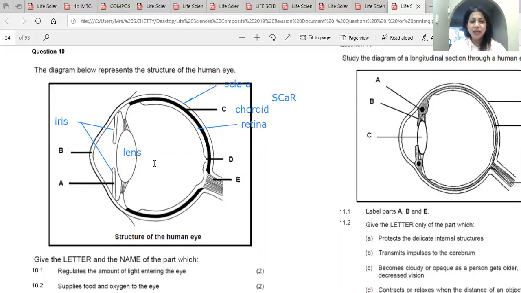And the last part of the eye is this posterior chamber, which is filled with a thicker fluid called vitreous humor, which keeps the eyeball rounded. And you'll see later on why it needs to be rounded.